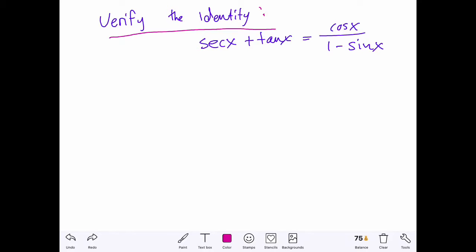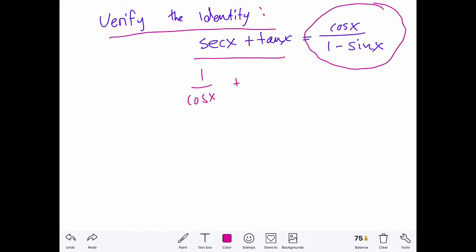Secant of x plus tangent of x equals cosine of x over 1 minus sine of x. Okay, so we're going to take the left side here and try to use our algebraic skills and our trig identities to get it to what the right side looks like. First that usually begins with rewriting. Secant of x is 1 over cosine of x, and tangent of x is the same as sine x over cosine of x. Well, these have the same common denominator, so I can make that 1 plus sine x over cosine of x.